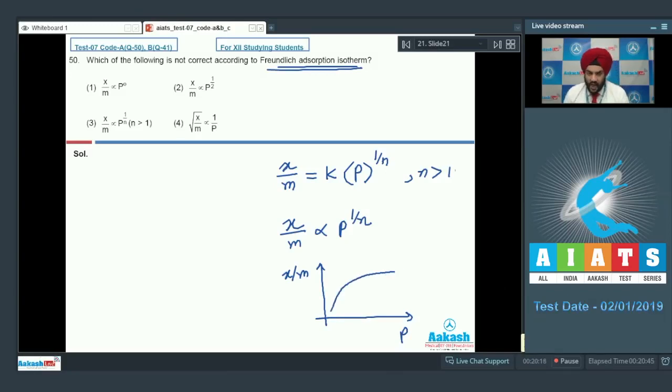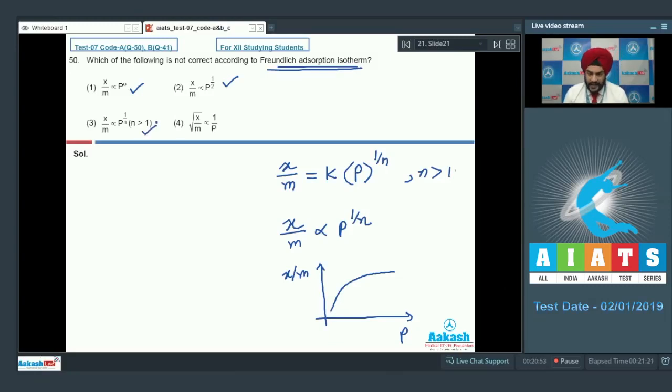If you look at the first option now, we can see that for a very large value of n, this term will be almost equal to P to the power 0, which is also seen in the high pressure region, where the x by m becomes almost constant and it is independent of the pressure exerted. So first will be correct. The second will also be correct. We can just have the value of n equal to 2. The third statement is the general form. So this is also correct.